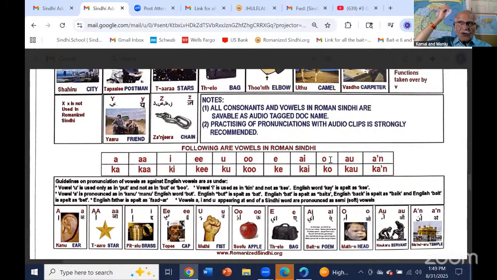Varu. Is Varu masculine or feminine? Masculine. U and O is masculine. But what about choti, the braid? It's feminine. Got it now? Chokro, masculine. Chokri, feminine.